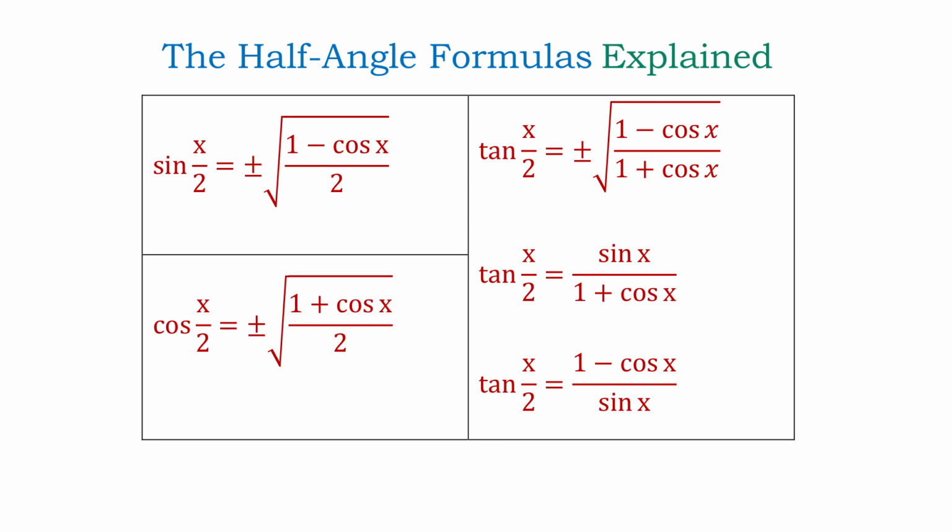As you see, in each of these formulas, the trigonometric functions to the left use the angle x over 2, which is half the angle of the trigonometric functions that are used to the right. In this video, I will explain each of these formulas, including the plus and the minus sign in front, and I will also solve a few examples.